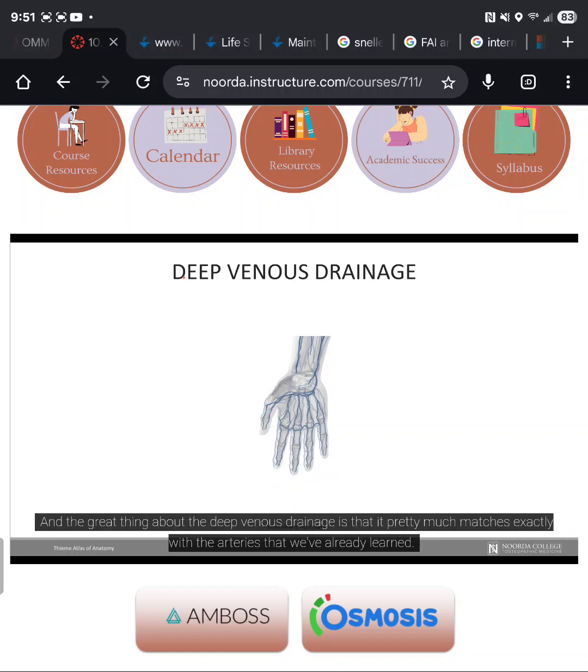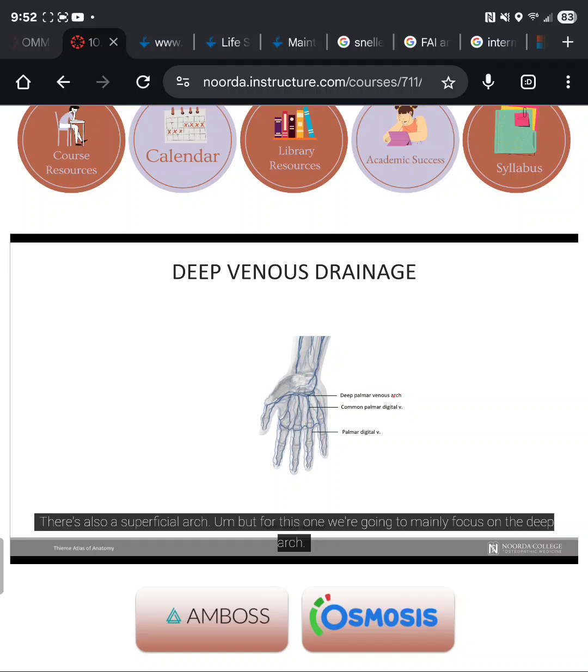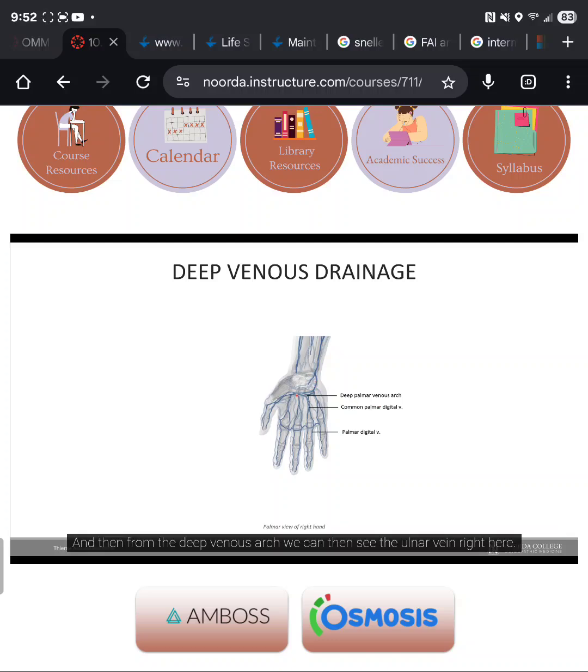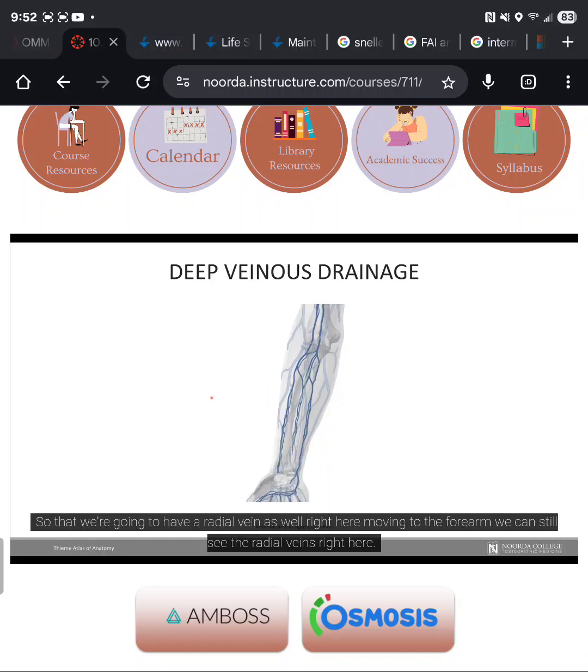And the great thing about the deep venous drainage is that it pretty much matches exactly with the arteries that we've already learned. So we're going to see we have palmar digital veins, we have a common palmar digital vein, and then there's a deep palmar venous arch. There's also a superficial arch, but for this one, we're going to mainly focus on the deep arch. And then from the deep venous arch, we can then see the ulnar vein right here. And we know from the arteries, we also have a radial artery, so we're going to have a radial vein as well right here. Moving to the forearm, we can still see the radial veins right here.